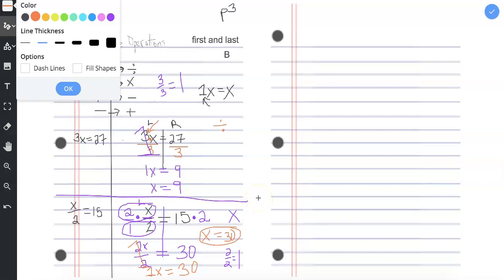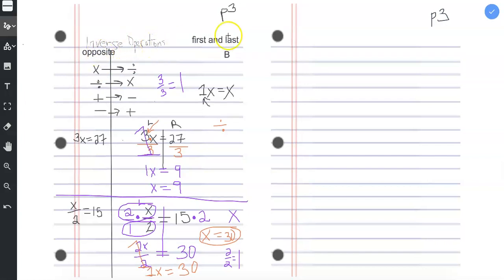All right, now I need to go to a new page. So I'm going to do the same thing I did on the other page. I'm still continuing this same set of notes, inverse operations, so it should still be titled inverse operations. And I'm going to type that because that's going to take forever for me to write. So inverse operations, you're still going to put your first and last name and then your block. And then we can continue our notes. We have 2 more examples to record.